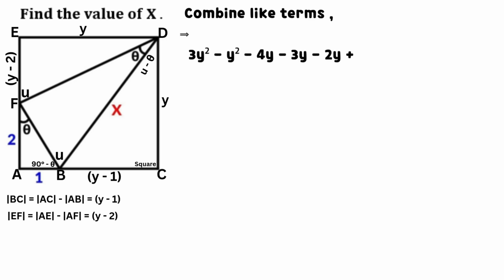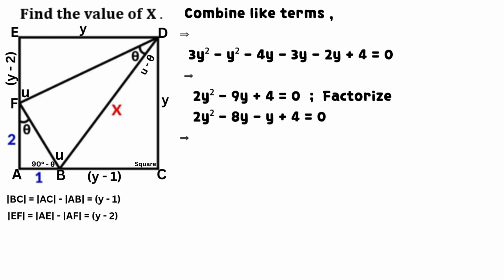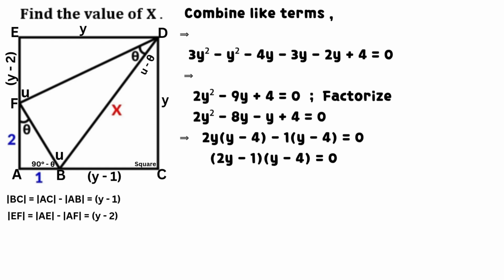Combine like terms. It follows that 3y squared minus y squared minus 4y minus 3y minus 2y plus 4 equals 0. Simplify and we have that 2y squared minus 9y plus 4 equals 0. Factorize. It implies that 2y squared minus 8y minus y plus 4 equals 0. Rewrite as a product of two factors. That is, (2y minus 1) multiplied by (y minus 4) equals 0.